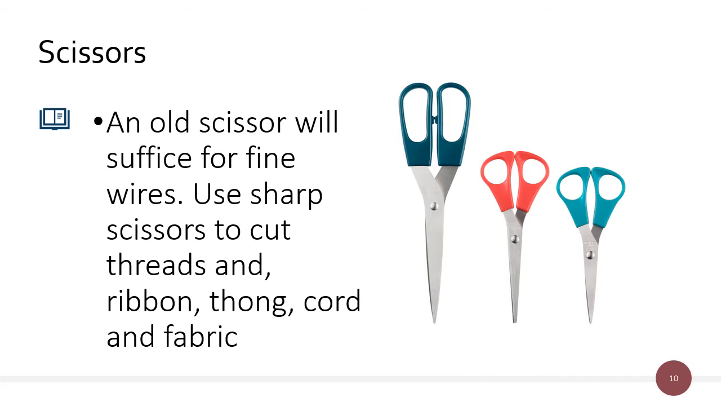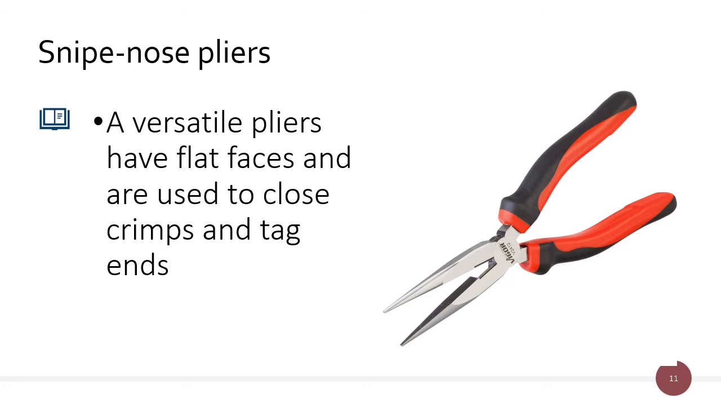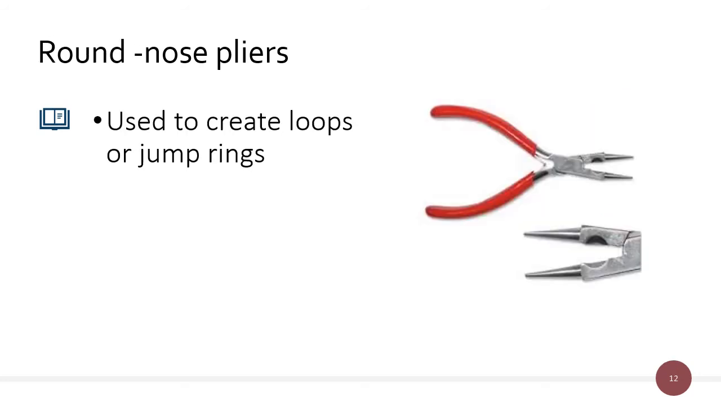Scissors. An old scissor will suffice for fine wires. Use sharp scissors to cut threads and ribbon, thong, cord, and fabric. Snipe nose pliers. Versatile pliers have flat faces and are used to close crimps and tag ends. Round nose pliers, used to create loops or jump rings.